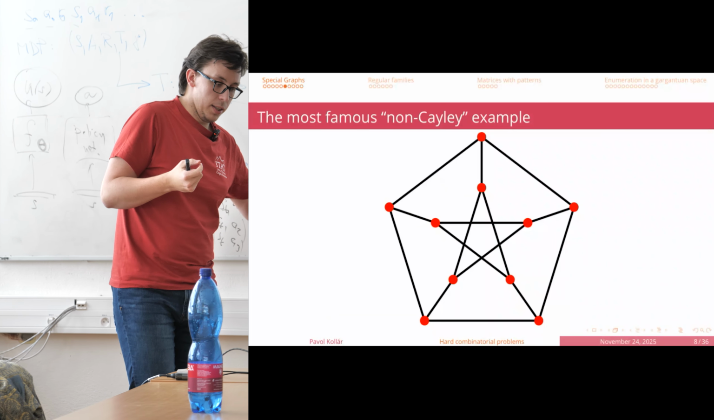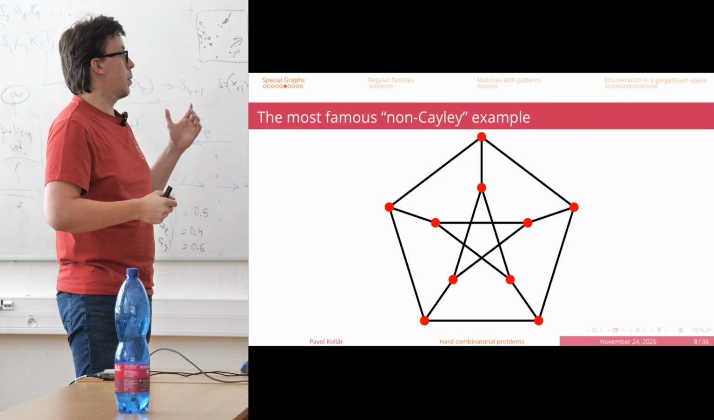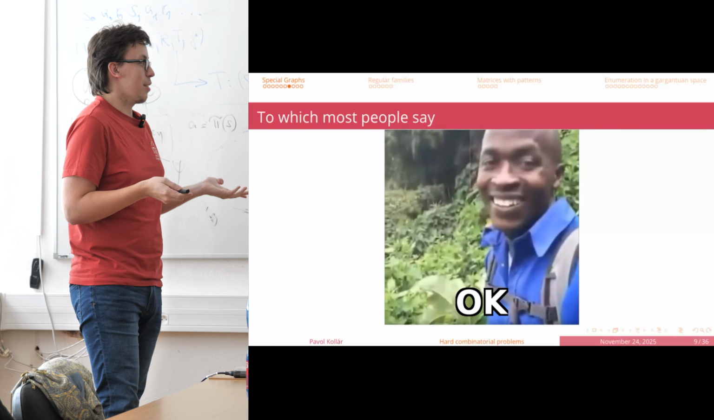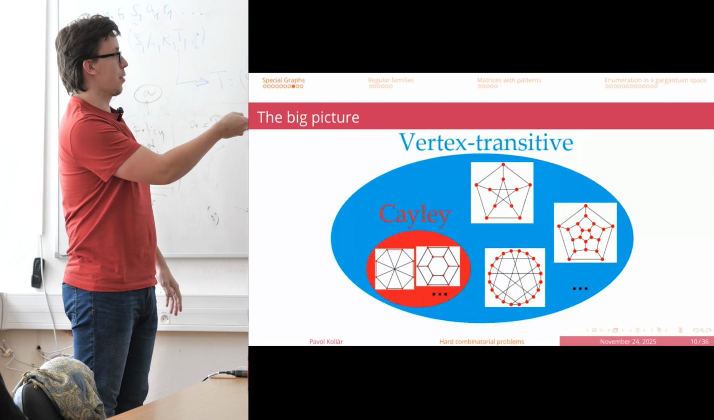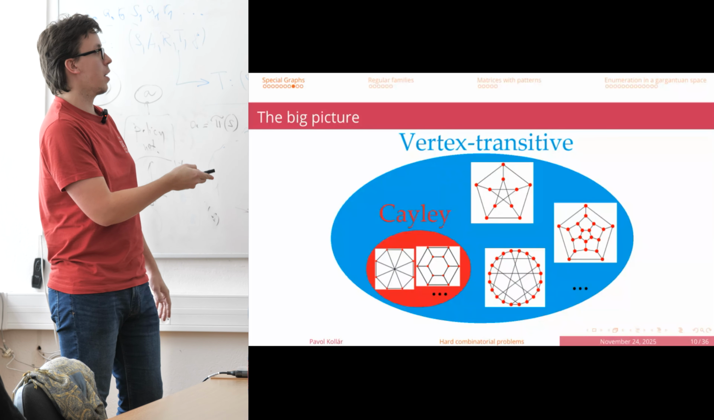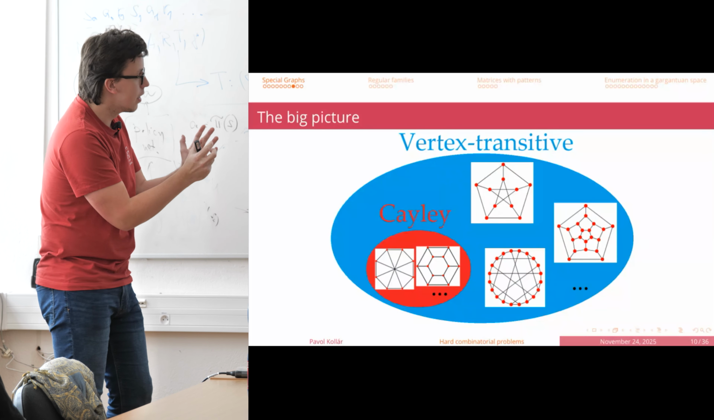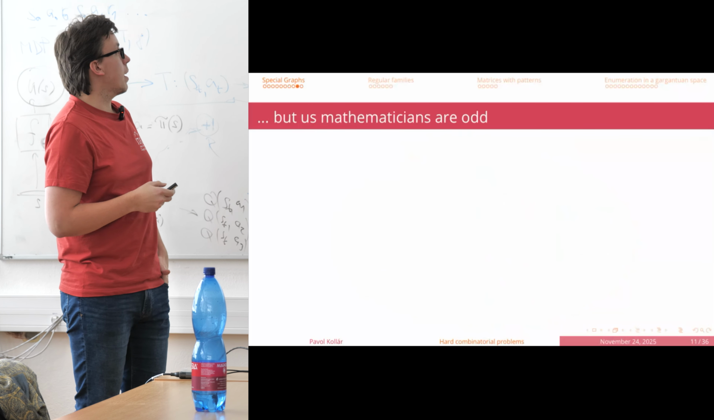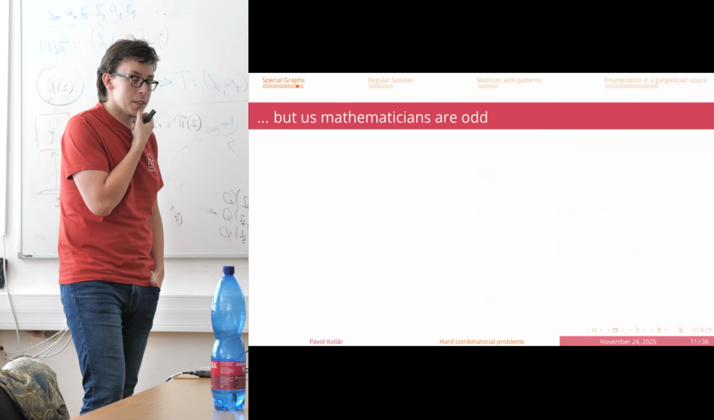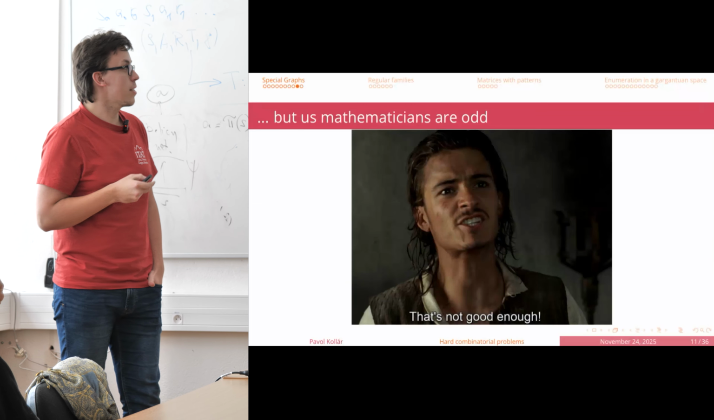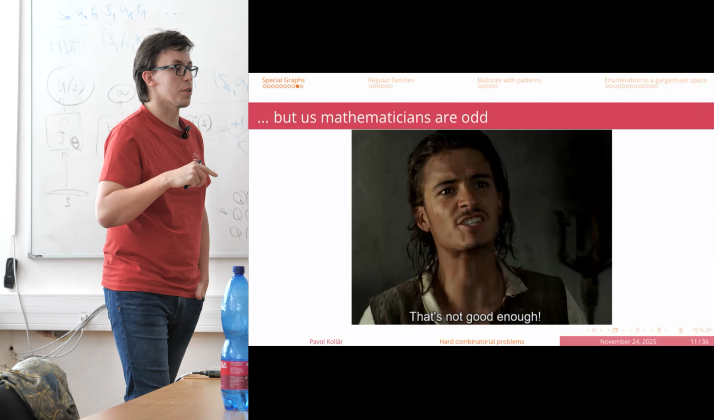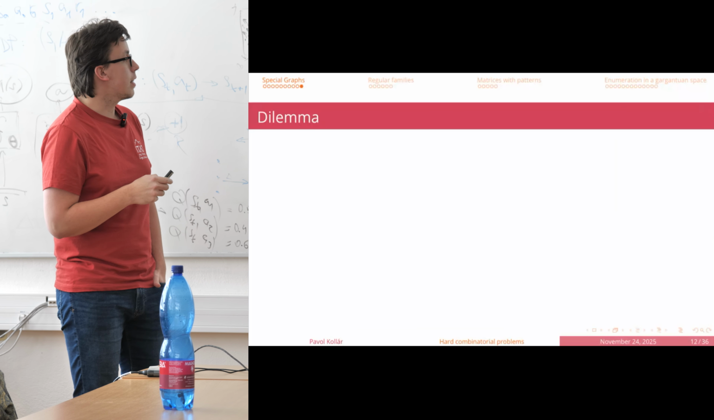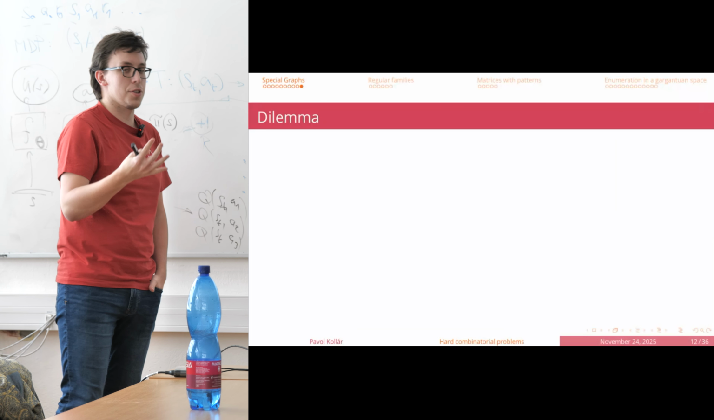And at this point, probably most people will say, okay, fine. This is how it looks. We have a big blob of vertex transitive graphs and the smaller blob within of Cayley graphs. And we're fine with that. But as mathematicians are weird creatures, we say that's not good enough, as I've been telling you for the past 2 colloquia, and we define extra layers on top of this.